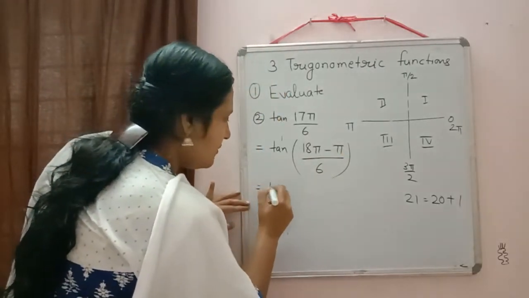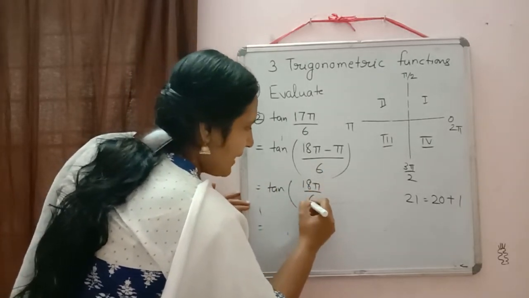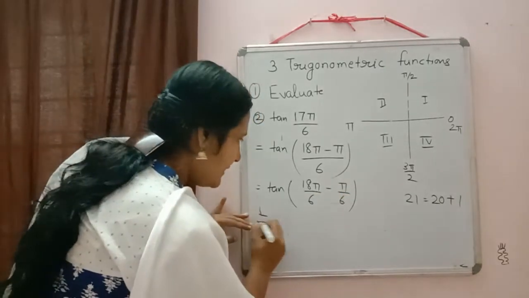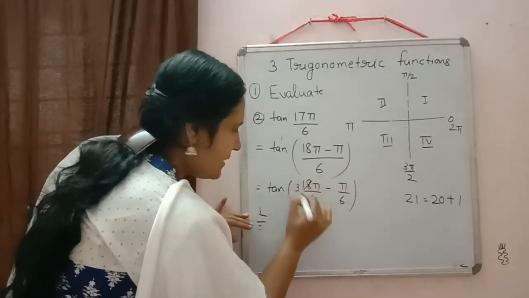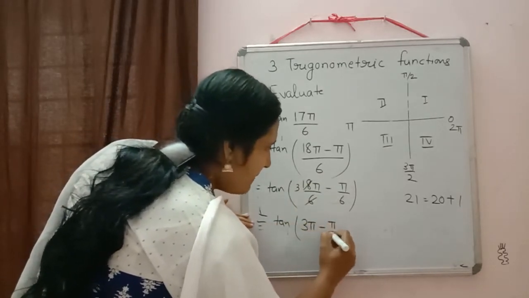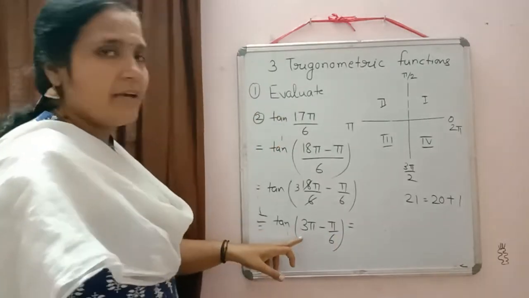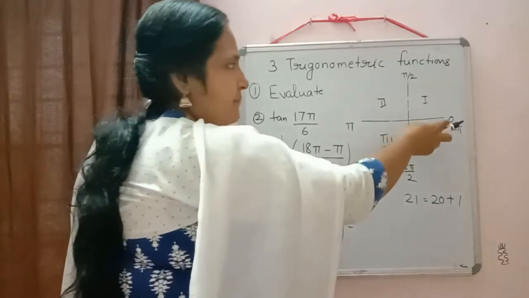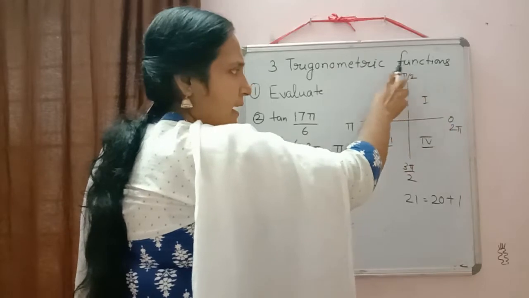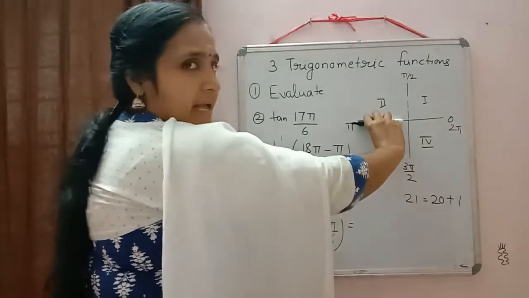After that what will we do? We will write it separately. So it will be equal to tan of 18 pi by 6 minus pi by 6. 18 pi by 6, if we cancel, will be equal to 3 pi. So we are getting here tan of 3 pi minus pi by 6. And now we will check. 3 pi means we are in which position there? So again, when a complete round comes, we are at 2 pi. Then again 2 pi plus pi will be equal to 3 pi. So at present at 3 pi we are here.